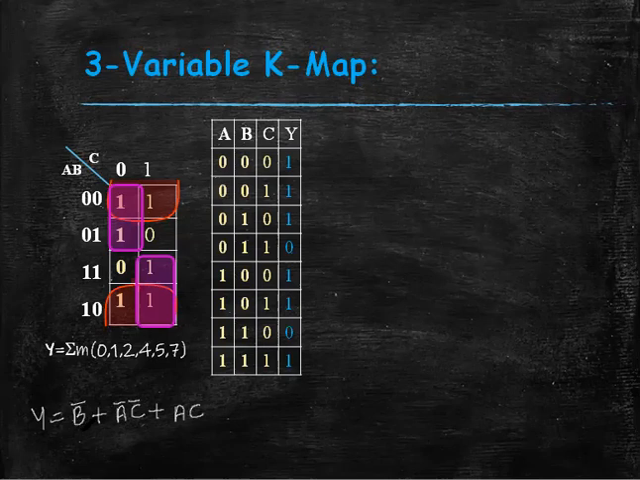Okay, here b bar corresponds to this red quad. And a bar c bar corresponds to this pair. Look here, a bar is not changing and c bar is not changing, and when we look at this pair, a is not changing and c is not changing. Is it okay? One more example.